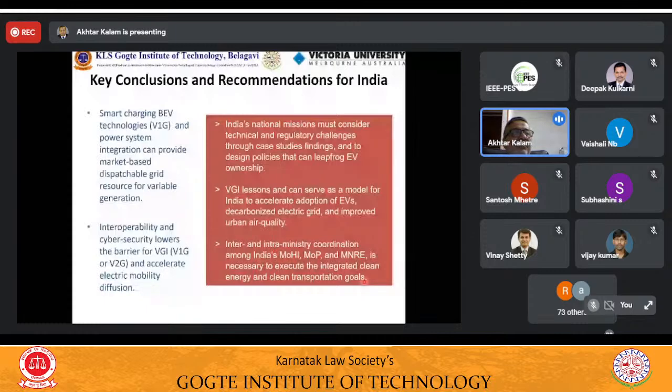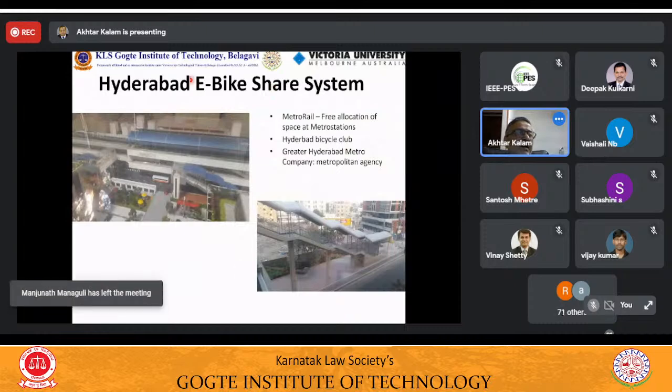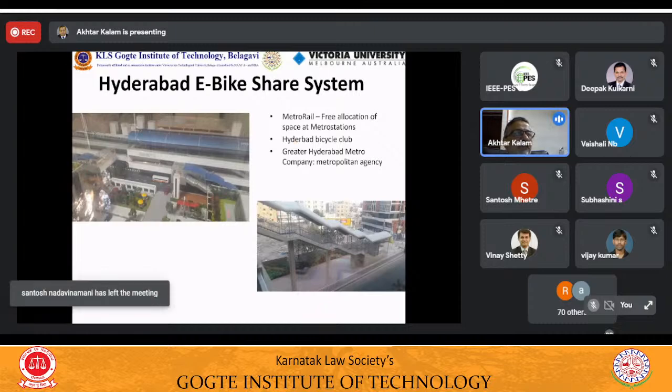And all these three ministries within the present government have to work in coordination. There has to be complete coordination between the three ministries. So I think that is a fantastic example in Hyderabad. I give great congratulations to India's EV industry for coming up with that wonderful scheme. And I was very impressed when I visited Hyderabad.